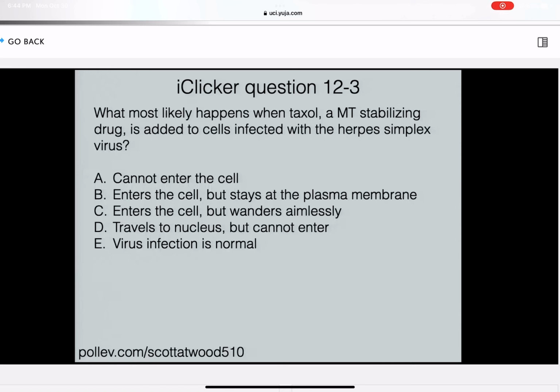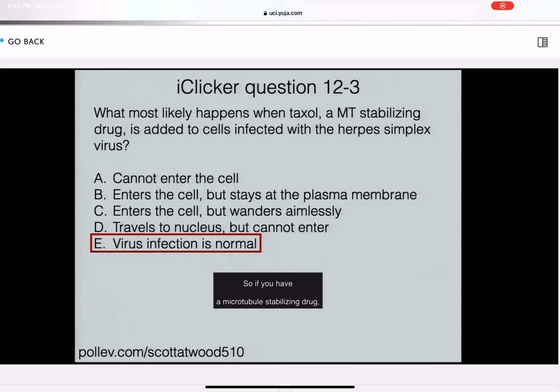All right, go ahead and click in if you haven't already done so. So still almost 50% say E, 25% say B, and those seem to be the more dominant answers. And so what is the correct answer? E, virus infection is normal.